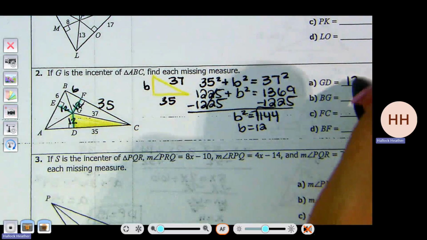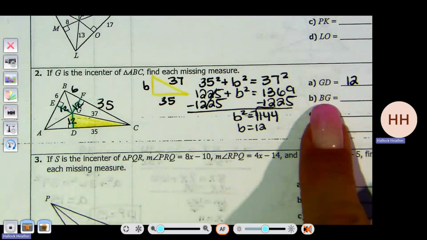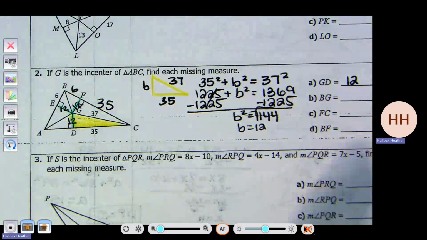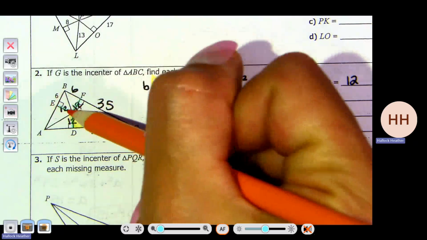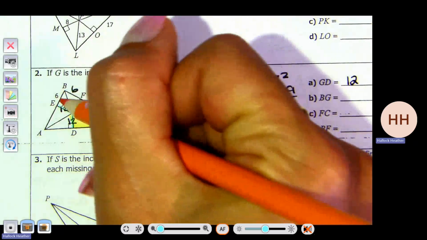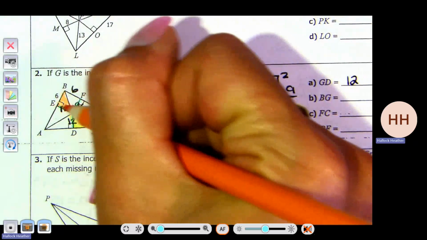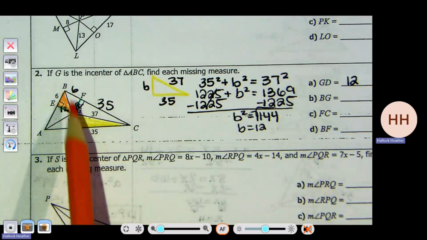So GD is 12. What about B to G? Is there a number there? No, so what are we going to have to do? Pythagorean theorem. So it doesn't matter which side you use because technically the triangles are congruent. You have 6 and then you have 12. So it doesn't really matter which side you use because now we have to find B to G.